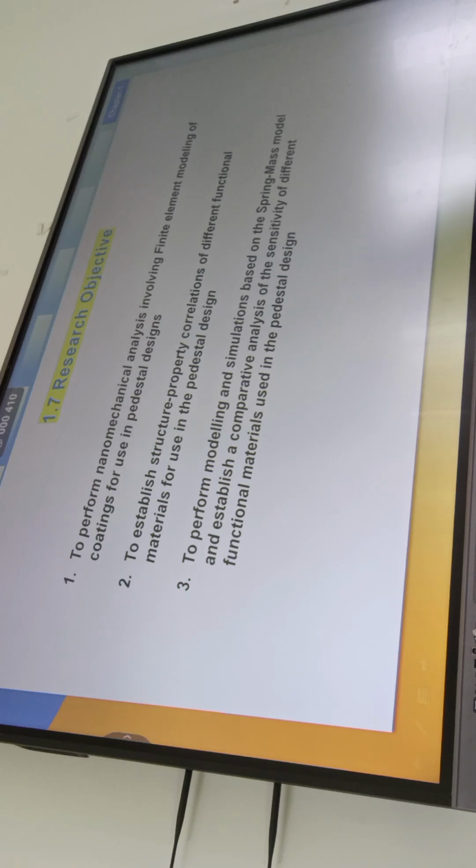So my research objective, from this motivation and the literature survey in the previous slides, is first to perform nanomechanical analysis involving finite element modeling of coatings for use in pedestal designs. Second, to establish structure-property correlations of different functional materials for use in pedestal design. And third, to perform modeling and simulations based on the spring mass model and establish a comparative analysis of the sensitivity of different functional materials used in pedestal design.